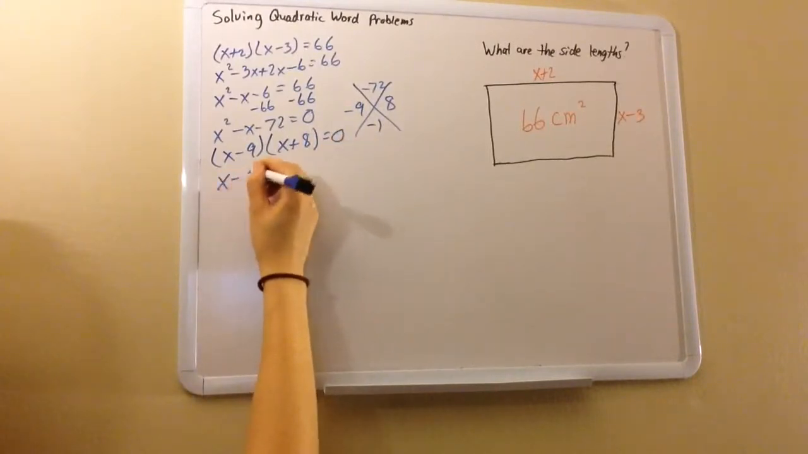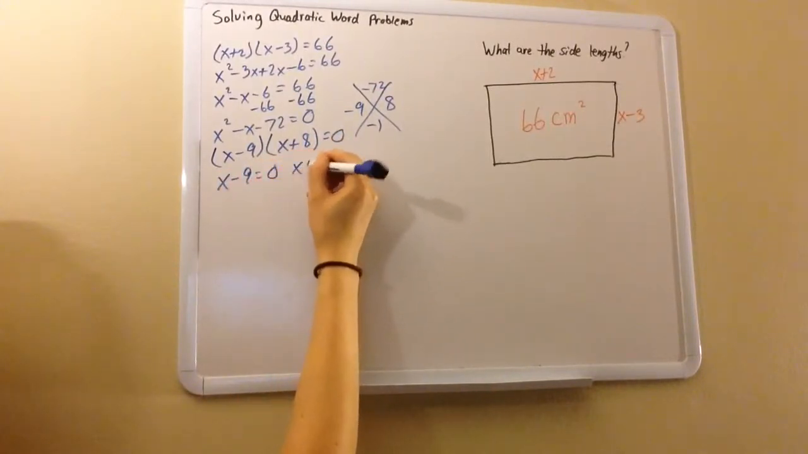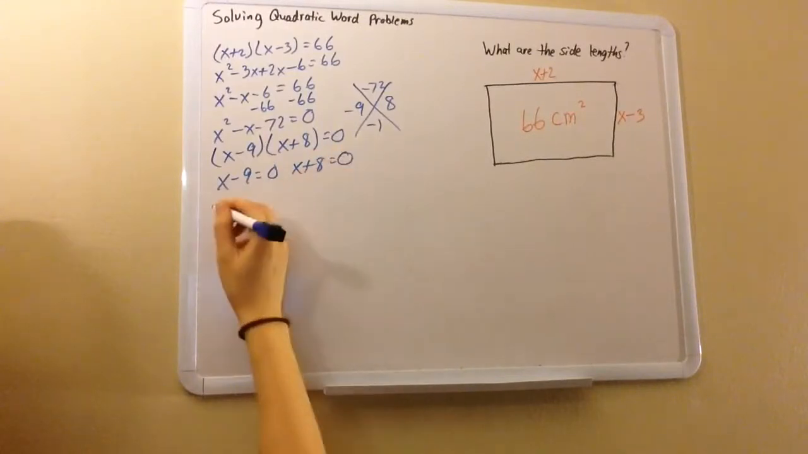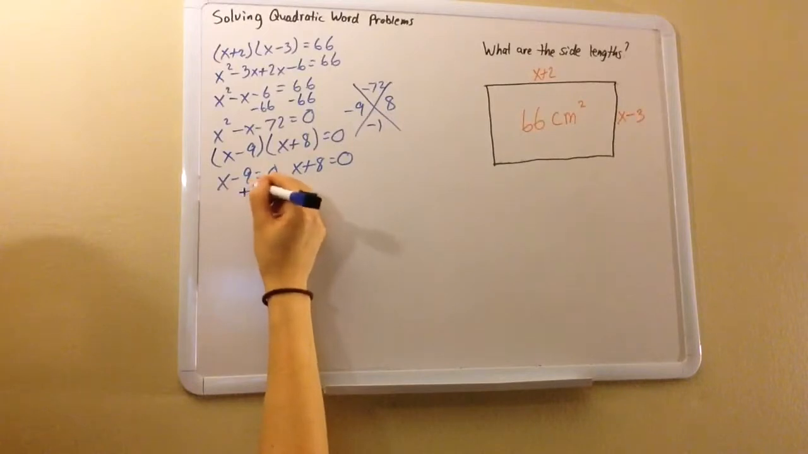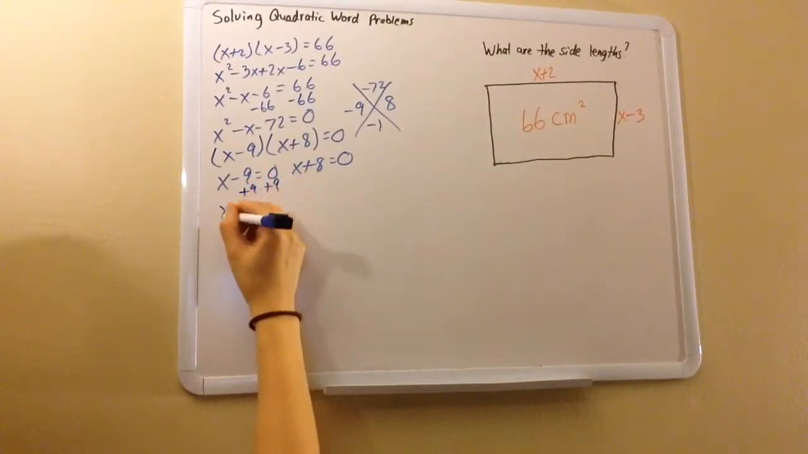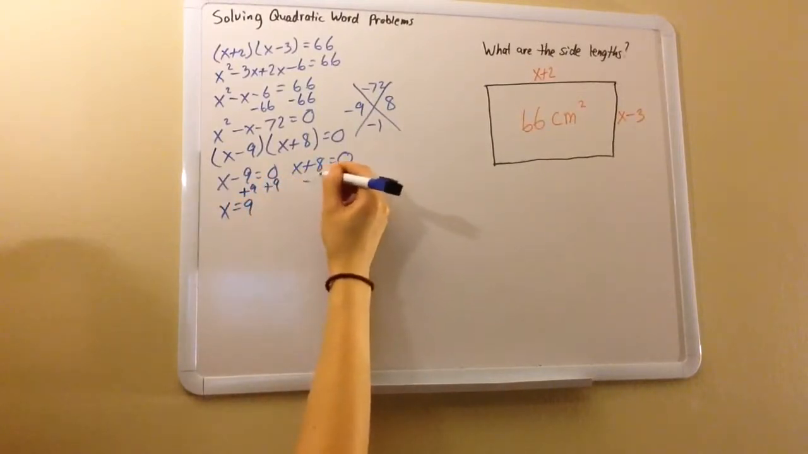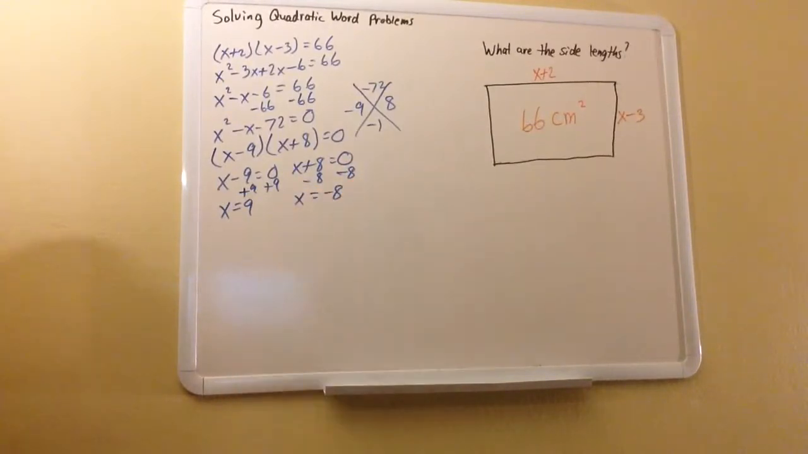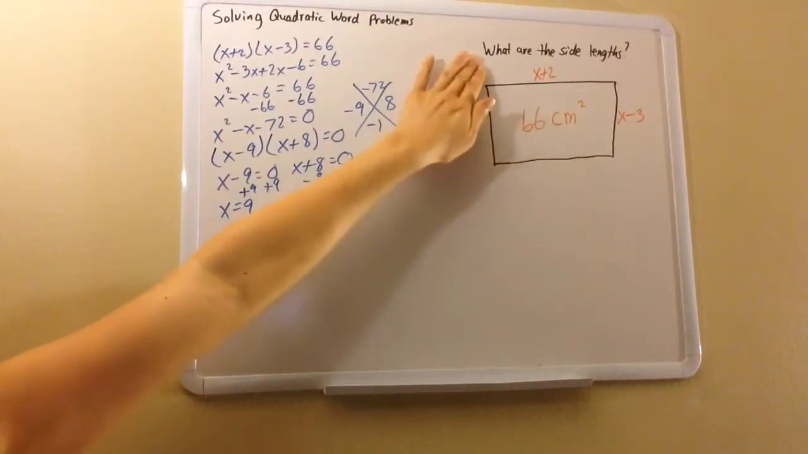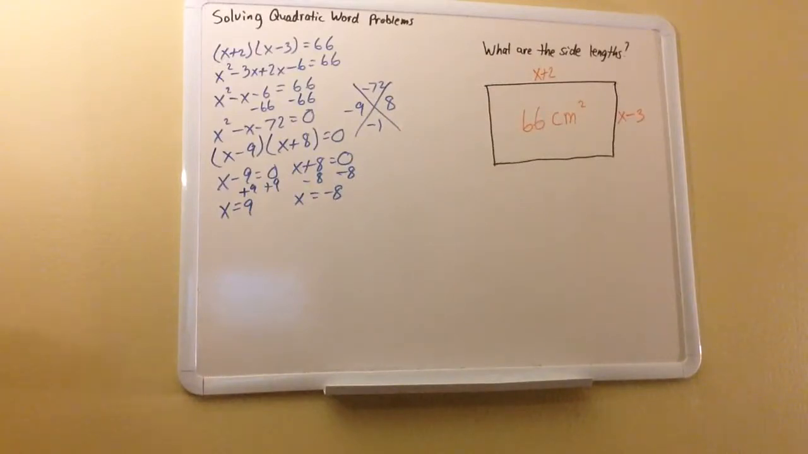I set each part equal to 0. Here I need to get x by itself, so I'm adding 9 to both sides on this one. In total I get x equals 9, and on this one I'm subtracting 8 from both sides. In total here I get x equals negative 8. Now it's always important to know what question you're answering. Remember, we're answering this question right here: what are the side lengths? We haven't really answered that question yet.